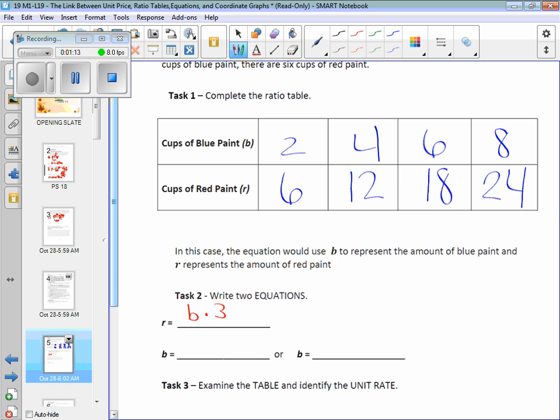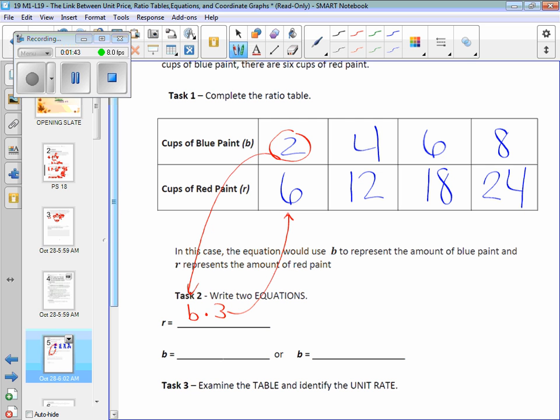Whenever you guys come up with an equation, you've heard me say this before, I'll say it again. Especially if you're not sure, test it and see if it works. Once you have your equation, pick a value for b. I'll pick 2. Substitute it in. 2 times 3 is 6. It works. The equation is good.